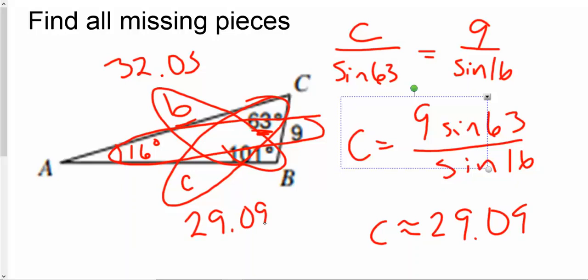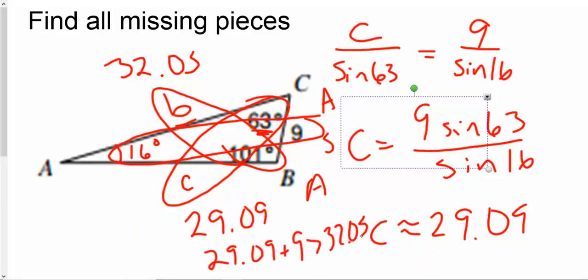We know that this is still going to be a triangle, one, because we have kind of like this angle side angle piece here, but also because of triangle inequality, right? We know that 29.09 plus 9 is still greater than 32.05. So we know we've done something correctly.